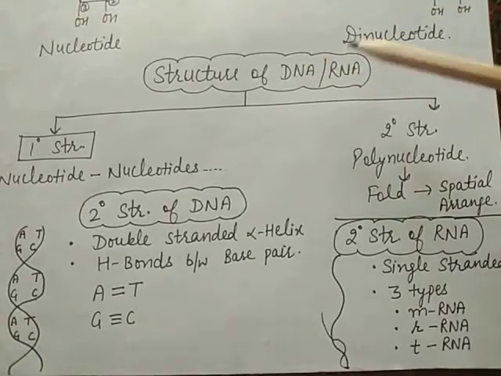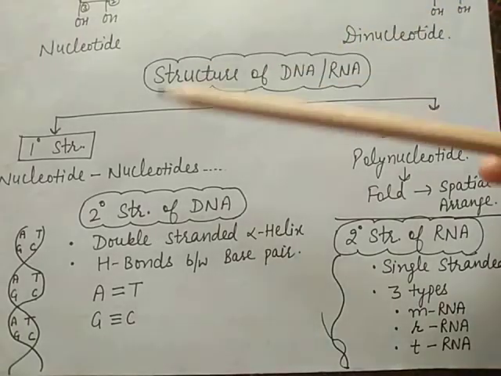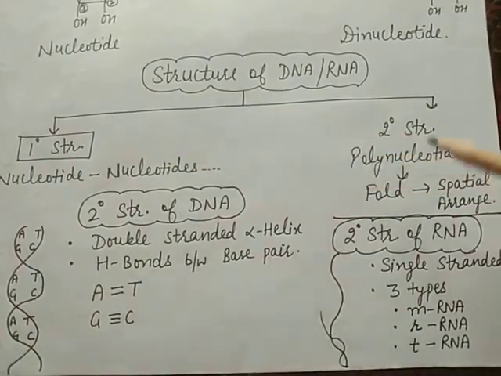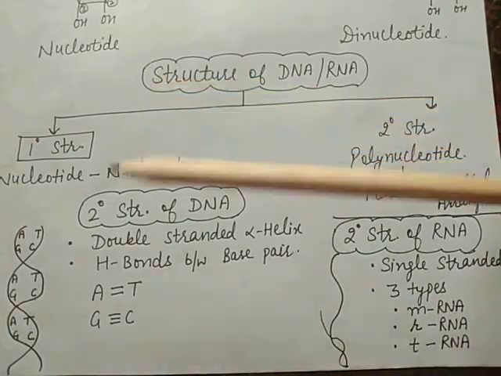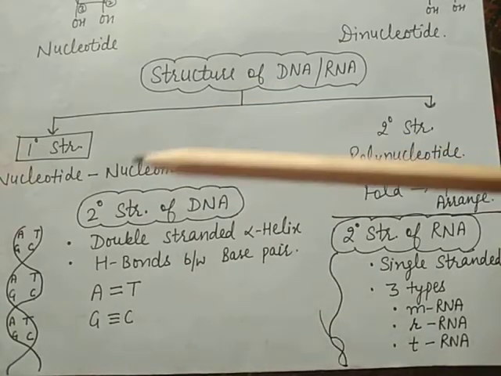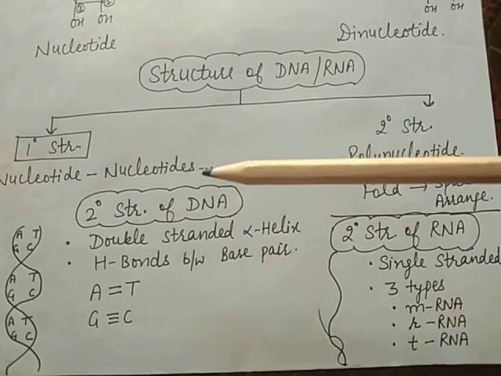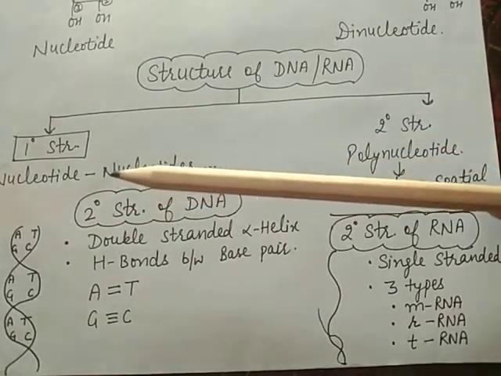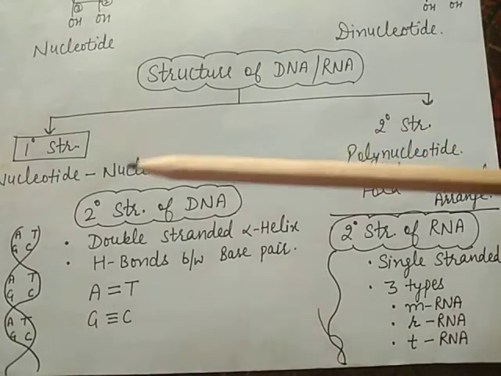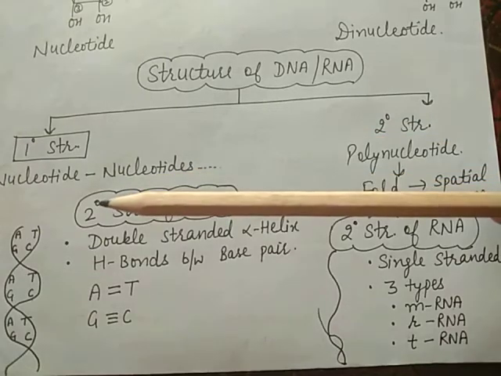Now the next topic is the structure of DNA and RNA. It forms two types of structure, primary structure and secondary structure. Primary structure is formed by the nucleotide chain. One nucleotide combines with another and forms a long chain. A nucleotide means base, sugar plus phosphoric acid. All these components are combined together to form a nucleotide.